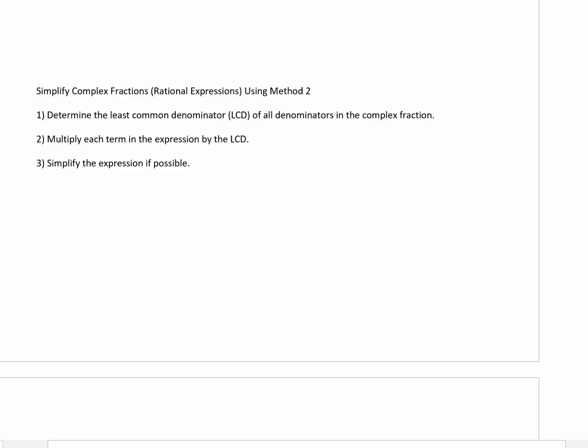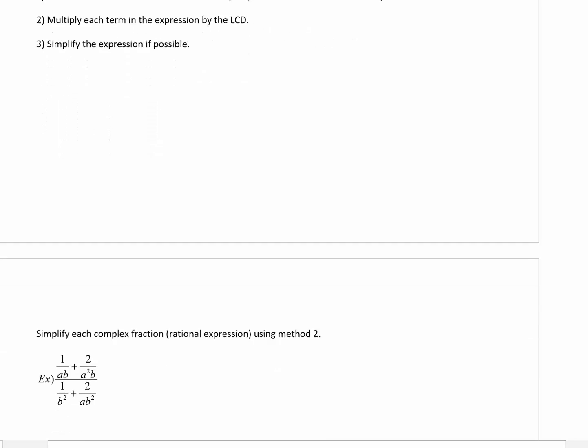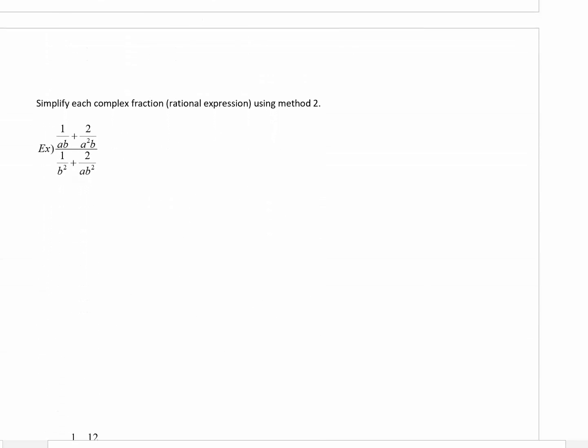All right, so to simplify complex fractions using method 2, we're going to determine the least common denominator of all denominators in the complex fraction. Multiply each term in the expression by the LCD. Simplify the expression if possible. Okay, so let's simplify each complex fraction using method 2.